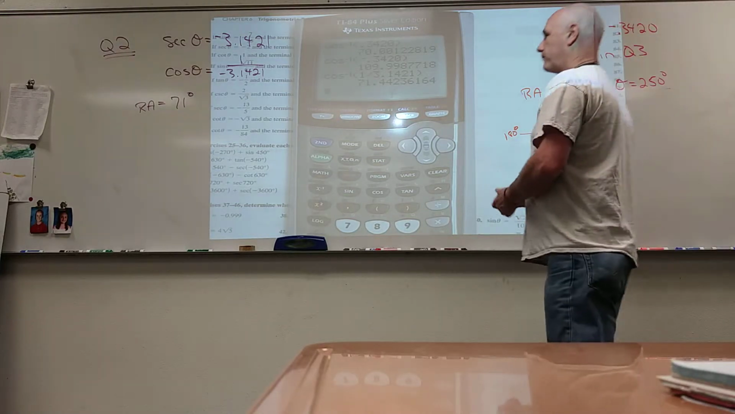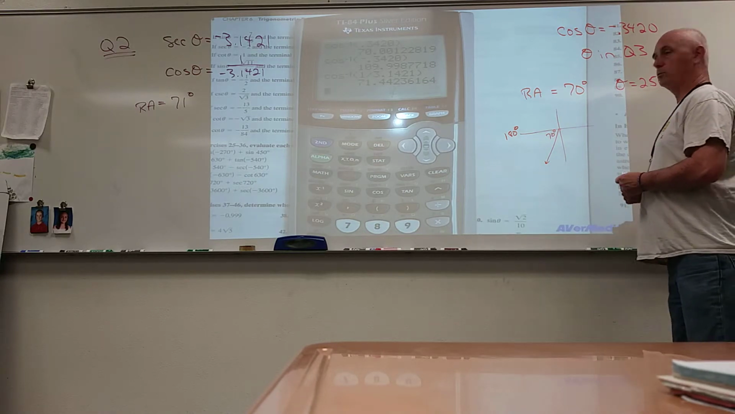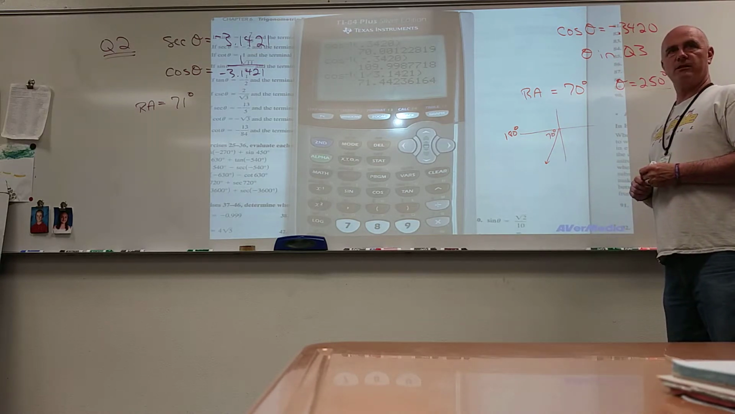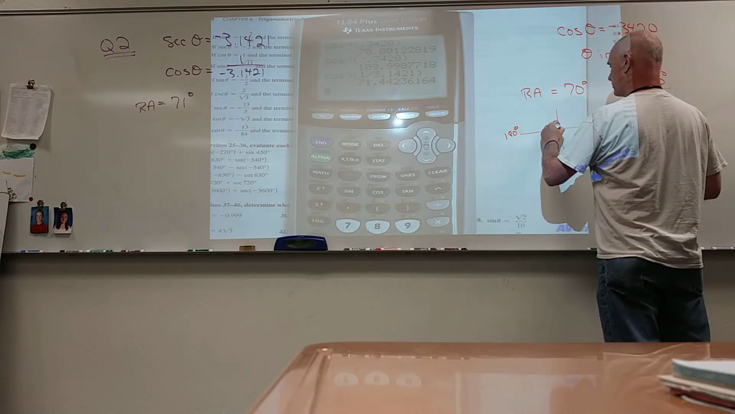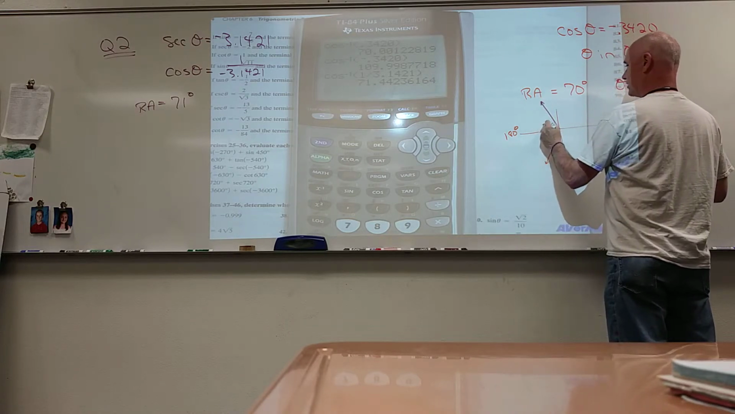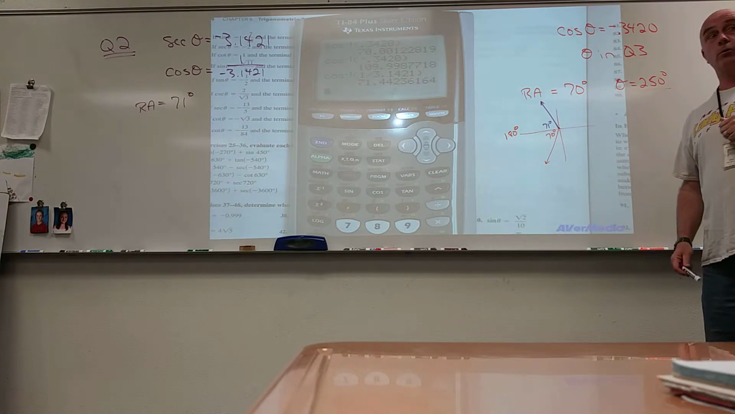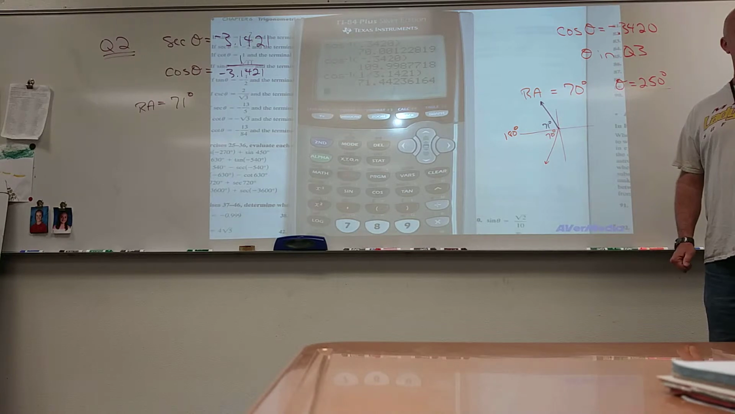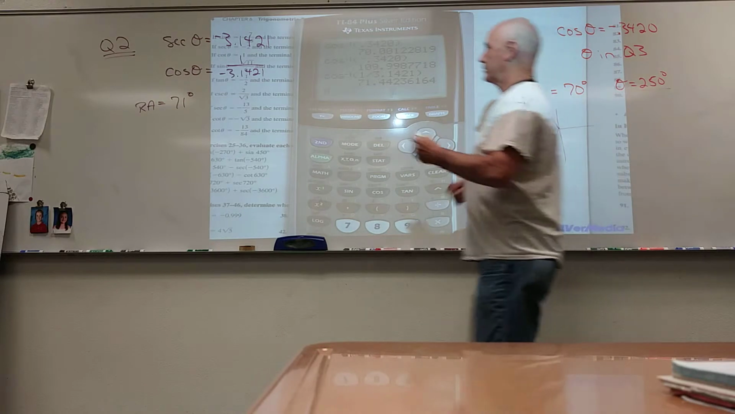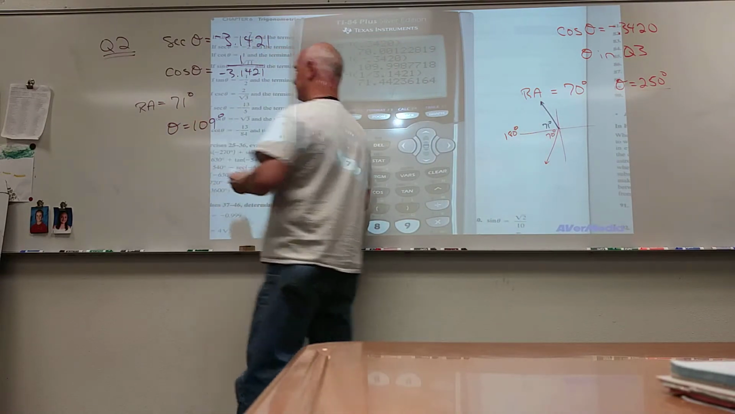So we're going to take that reference angle of 71 degrees and put it into the second quadrant, which means we subtract 71 degrees from 180. So second quadrant, 71 degrees there. Is it 71 degrees before 180 or after 180? Before 180, which means we need to do 180 minus 71, which gives us a theta of 109 degrees.